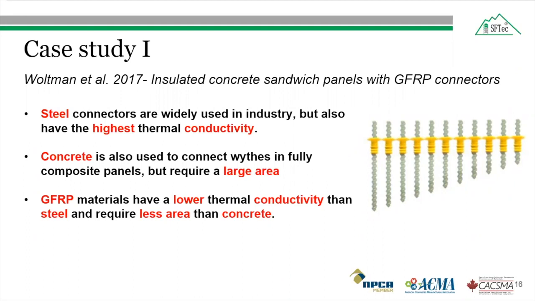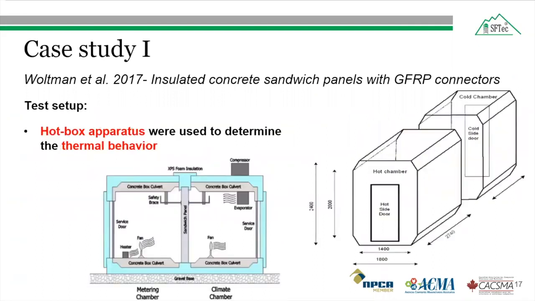Over the past 2 decades, rising energy prices have encouraged the development of alternatives to traditional steel reinforced design. Glass fiber reinforced polymer, or fiberglass, materials have a significantly lower thermal conductivity than steel, generally ranging from 1/60th or 1/3 to 1/30th that of steel, and require less bearing area than the concrete to hold the two wythes together.